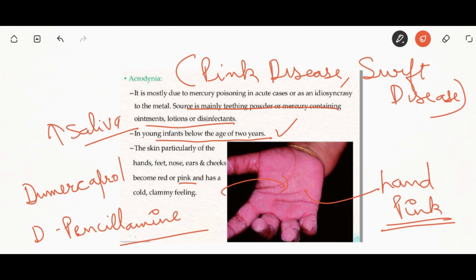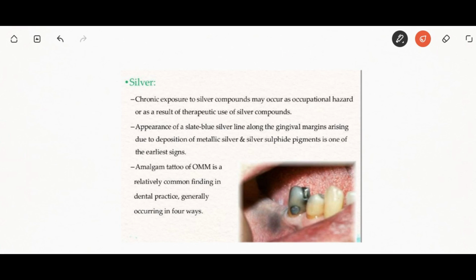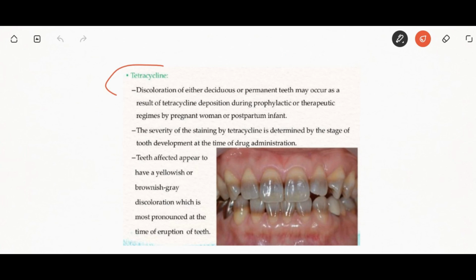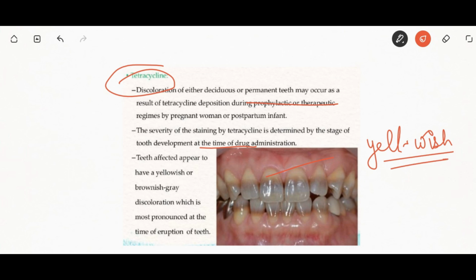Tetracycline discoloration may be seen in deciduous or permanent teeth. The critical period for tetracycline induced discoloration in the deciduous dentition is from 4 months in utero to 3 months postpartum for the maxillary and mandibular incisors, and 5 months in utero to 9 months postpartum for the maxillary and mandibular canines. So the child will have yellowish brownish gray discoloration which is most pronounced at the time of eruption of teeth.